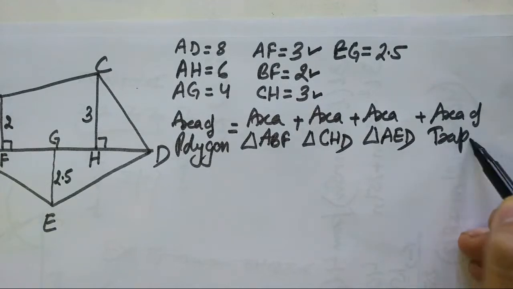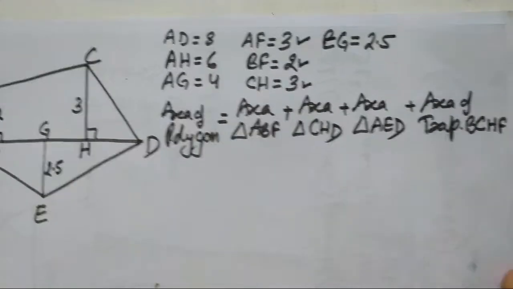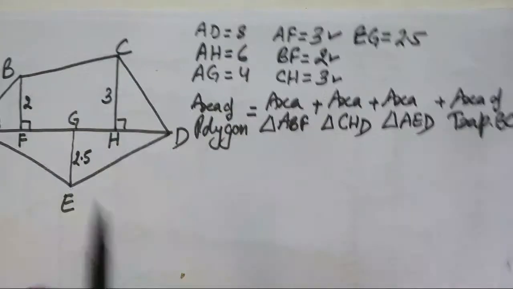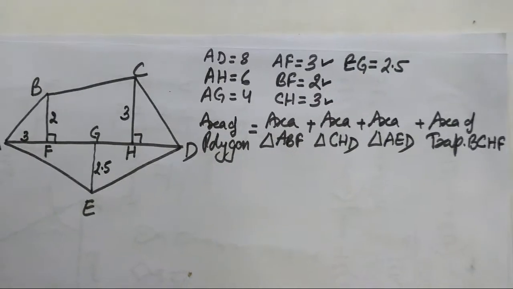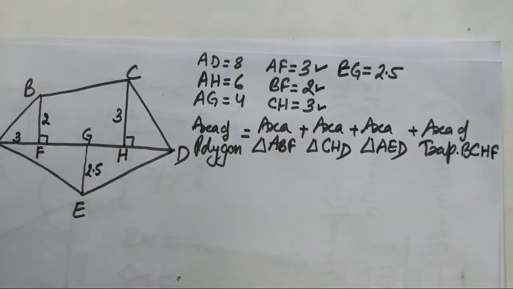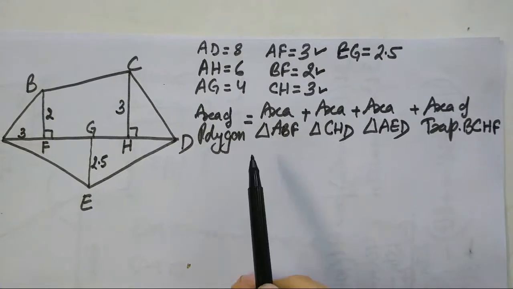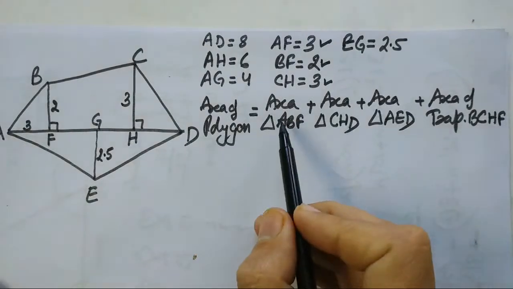The next figure is a trapezium, which is, I am naming the figure. This is the trapezium which is given here. The area of the trapezium we will find and add all the areas. We will get area of the full figure. So what is the area of the triangle ABF?